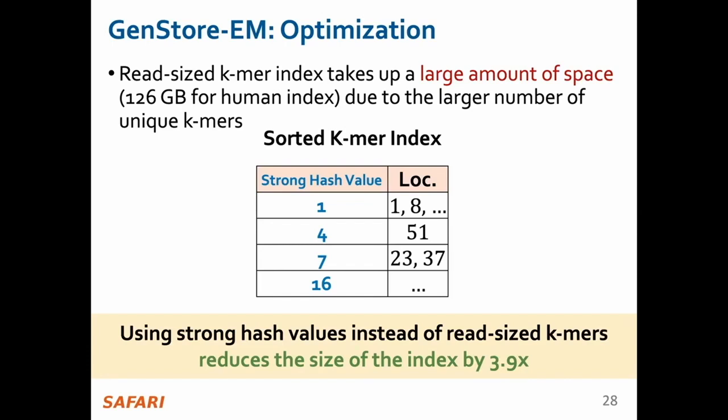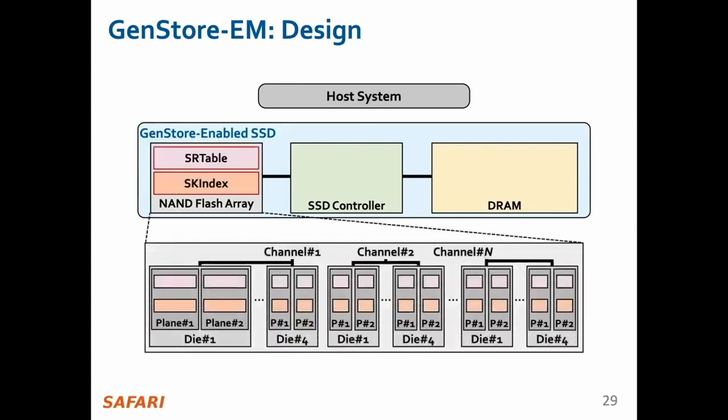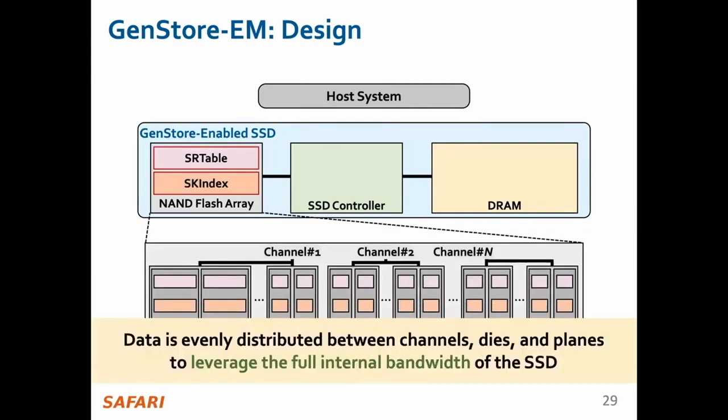Now I show the overall operation flow of GenStore EM with the SR table and SK index in the NAND flash memory, which are distributed across different channels, dies, and planes inside the SSD. Since this data is evenly distributed, we can leverage the full internal bandwidth of the SSD, which is usually much higher than the external bandwidth of the SSD. We also have the comparator logic as a small accelerator located on the SSD controller.